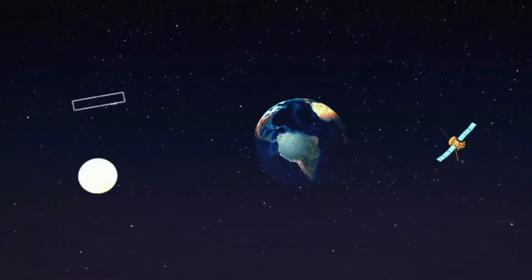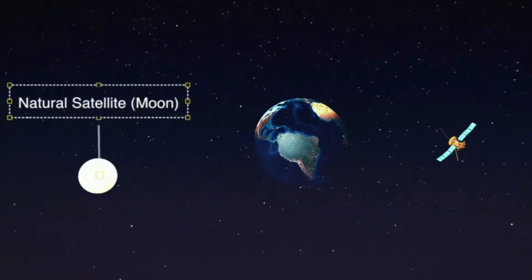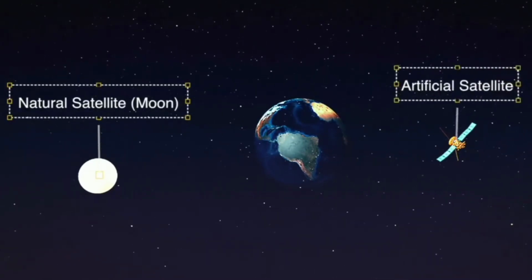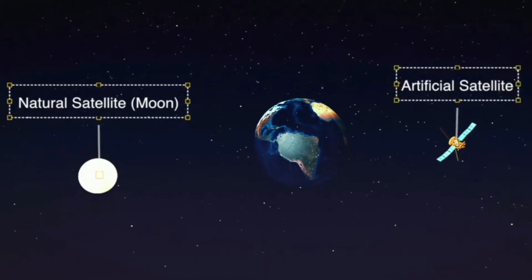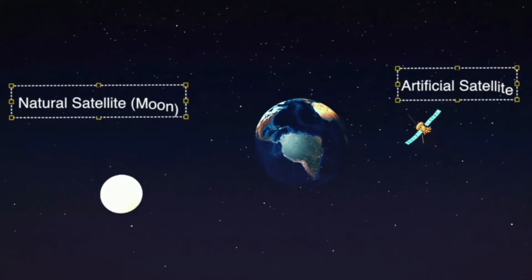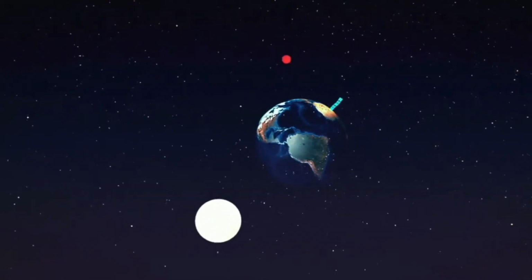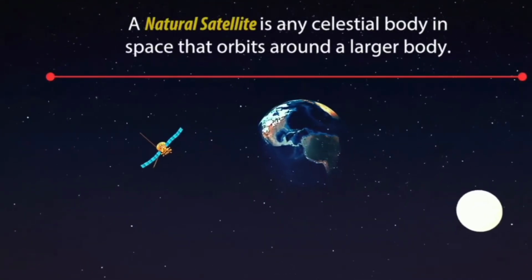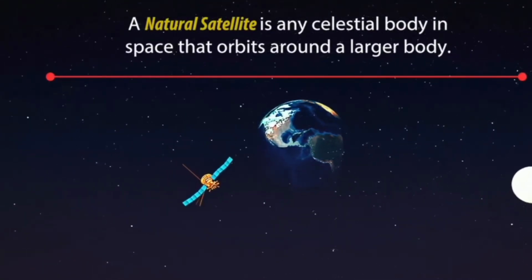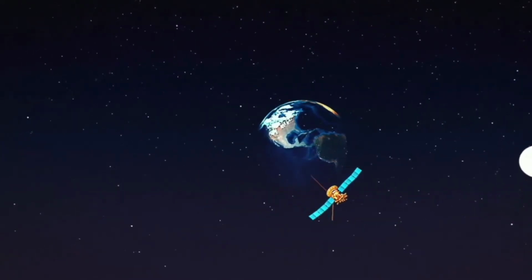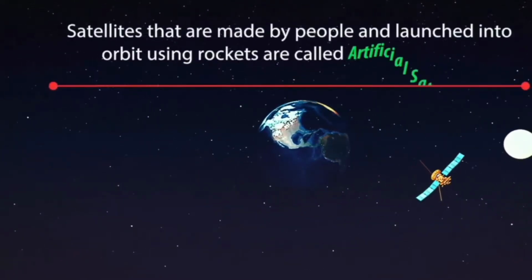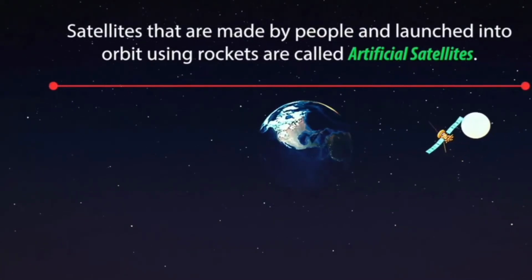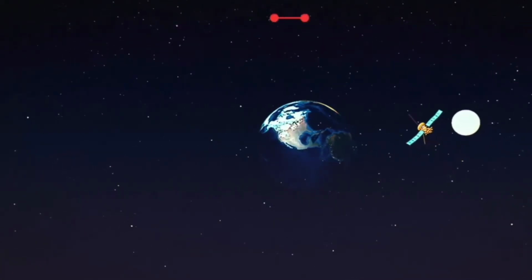The first one is the natural satellite. The Moon is a natural satellite. The second one is the artificial satellite. A natural satellite is any celestial body in space that orbits around a larger body. The satellites that are made by people and launched into orbit using rockets are called artificial satellites.